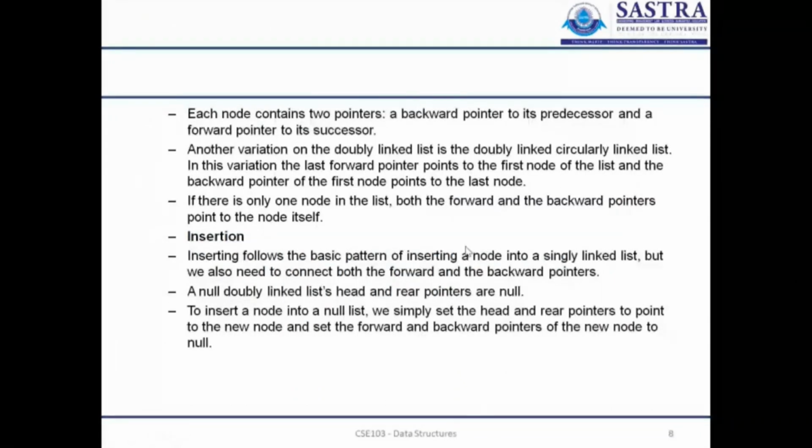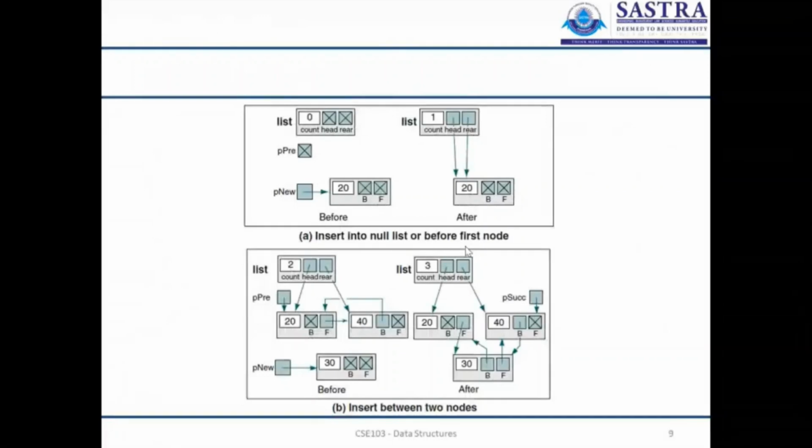And the doubly linked list insertion and deletion is given here. Here they are using the notations B and F. In our example programs we will use the notations previous and next. Previous means the predecessor node, next means the successor node. So let us check.